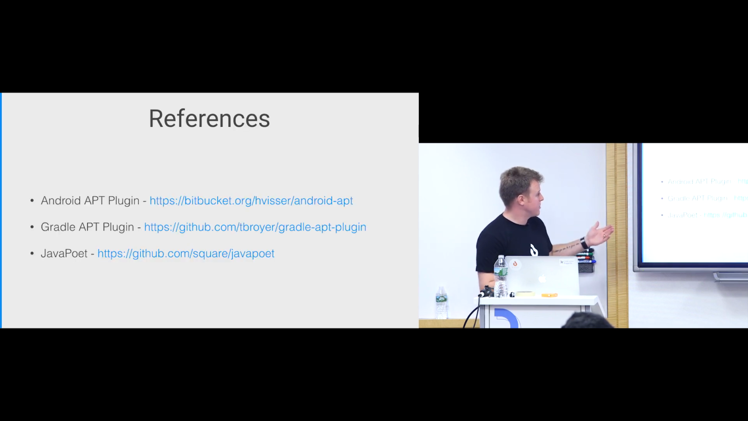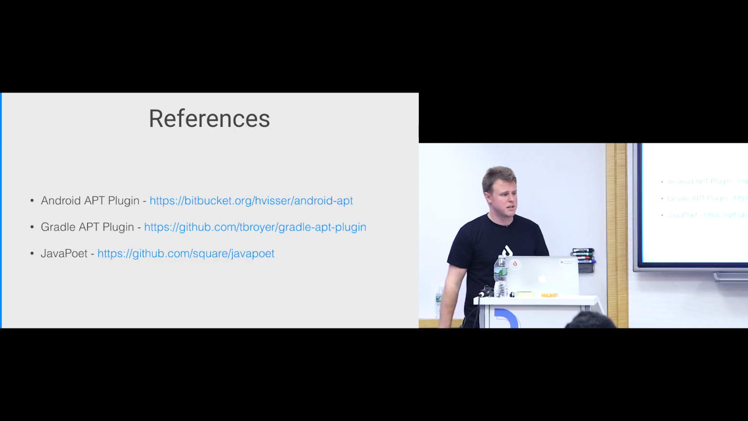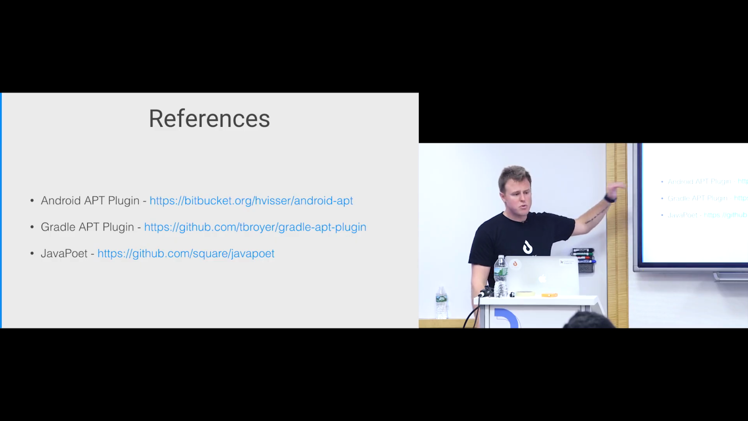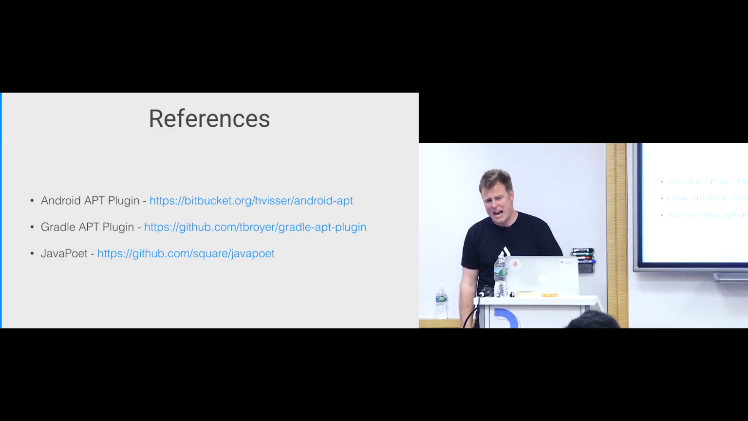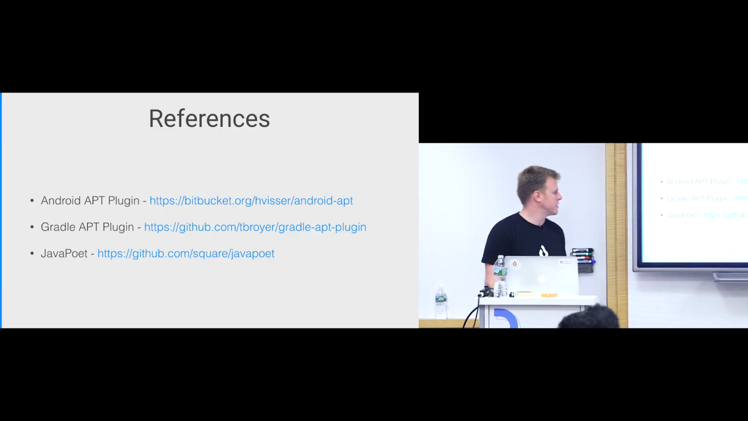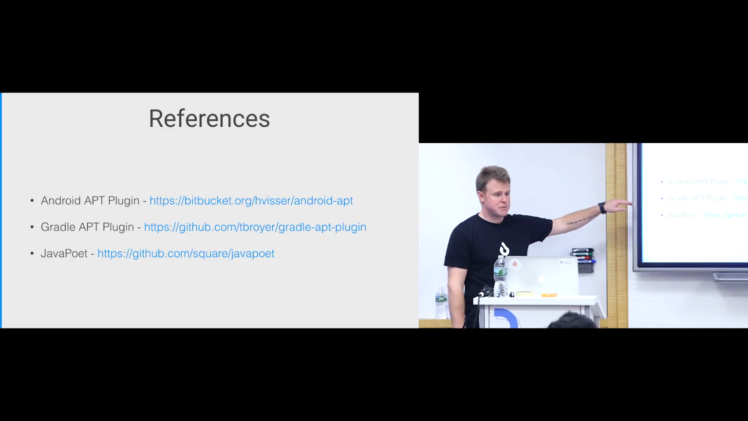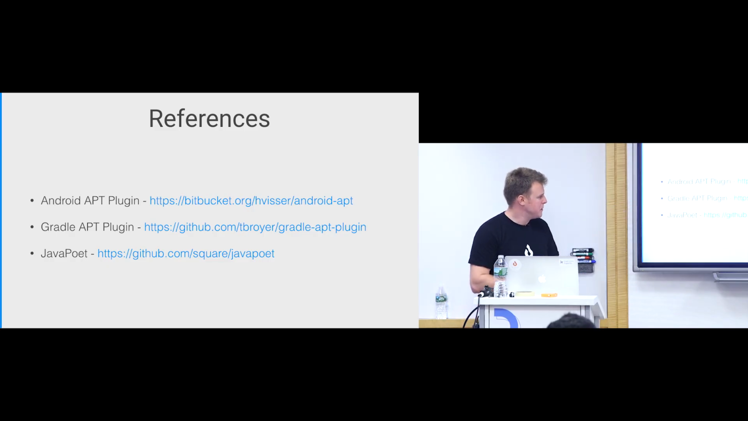So that's it. Some of the references: the Android apt plugin. Don't put annotation processors in the compile configuration. You're going to get a whole lot of overhead that you don't want to deal with. Use the Android apt plugin. I believe if you're using Jack, Jack also has support for annotation processors. But Hugo Visser has made this great tool, the Gradle apt plugin, if it's a Java-only project, and then Java Poet. Those are the links there.